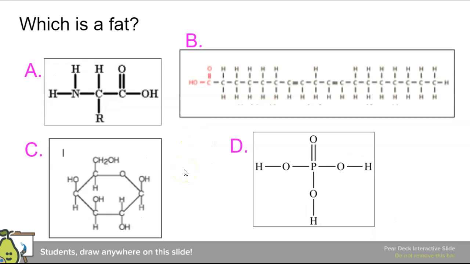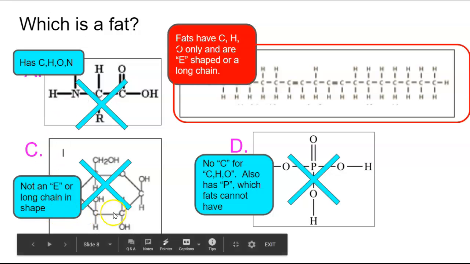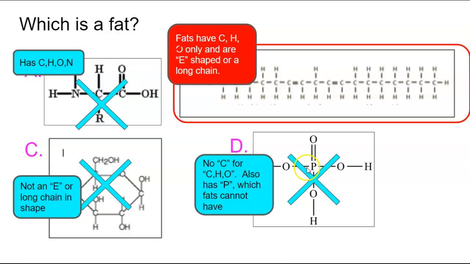So let's take a look at these pictures. Can you tell me which one of these molecules, A, B, C, or D, is the fat? Hopefully you said letter B here. So remember, fats only have C, H, and O, and they're typically an E or a long chain. So if we look at this molecule, this had an N, so that can't be a fat. This one down here has CHO, but this is a hexagon. So this is going to be our carbohydrate. Over here, it doesn't have a C, it's got a P, so it doesn't have the right letters. It doesn't have C-H-O.